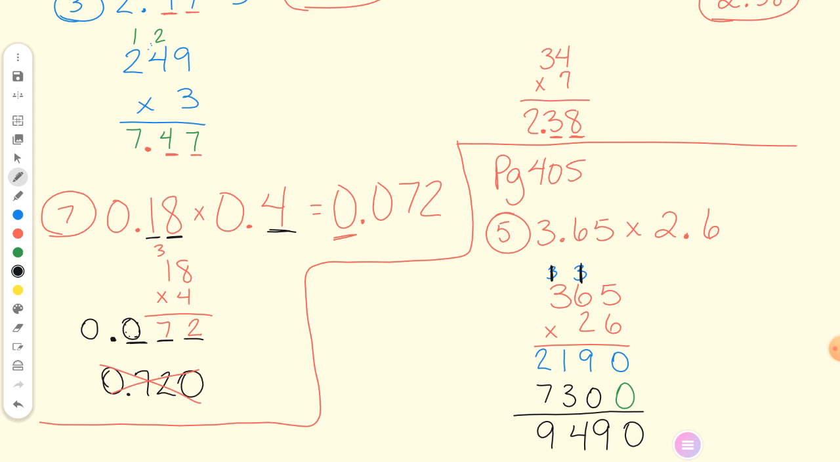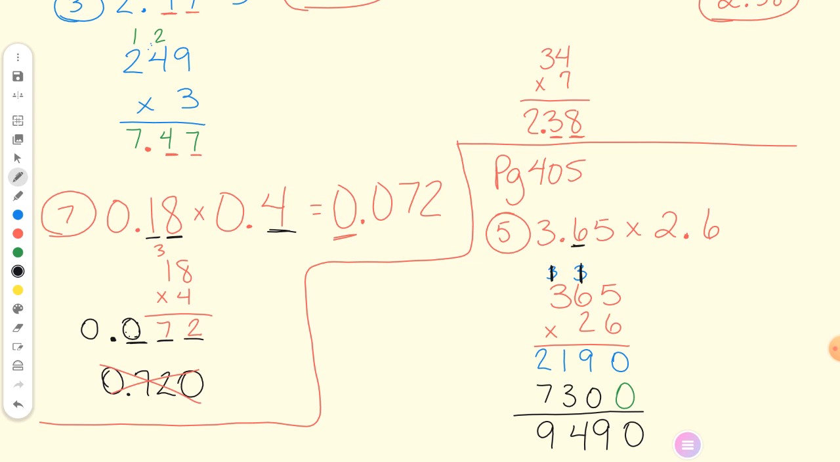Is my answer 9,490? No. Nope. Sophia, how do I decide where to put my decimal point? After the 9. Well, how do I decide? I don't want to know where to go. How do I make that decision? You count the numbers after the decimal. So the decimal places in the problem.